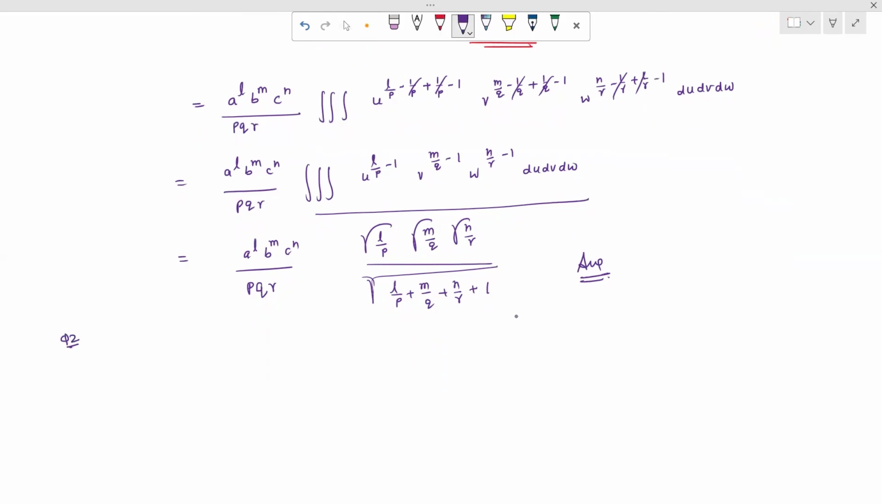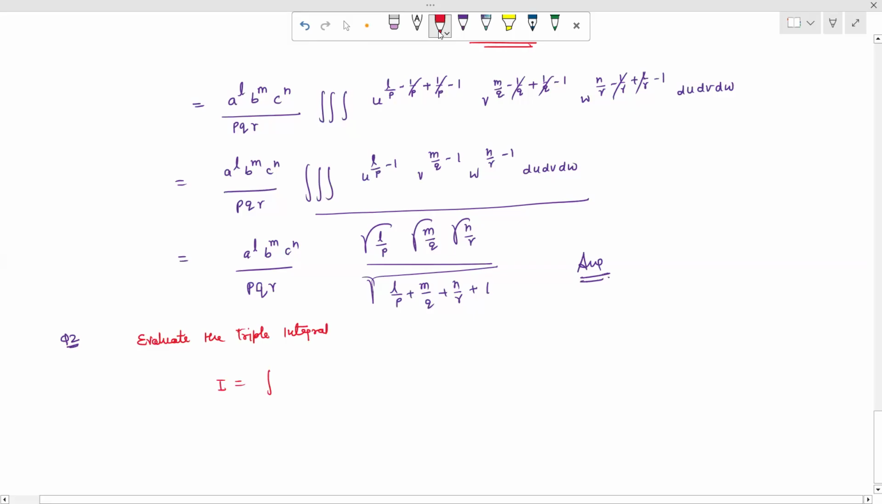So this is question number 2. For solving this question, we write down: evaluate the triple integral I equal to triple integration dx dy dz upon square root of a square minus x square minus y square minus z square.